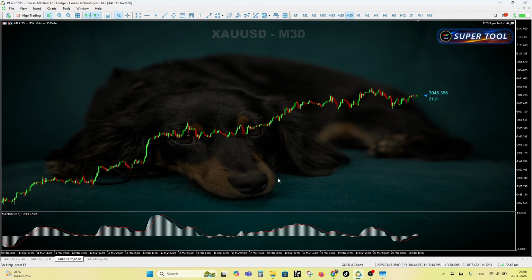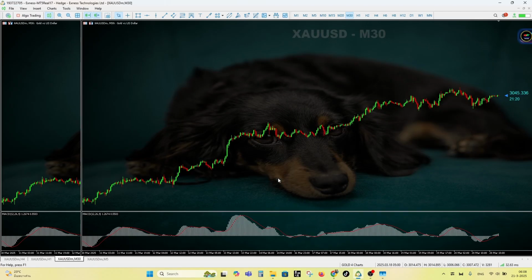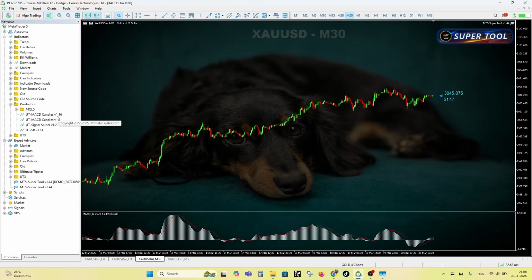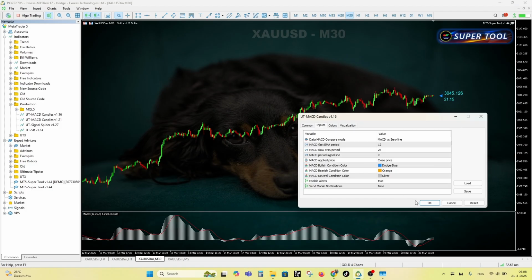Now I'm going to install another indicator that transforms the MACD signals into easy to understand representations.